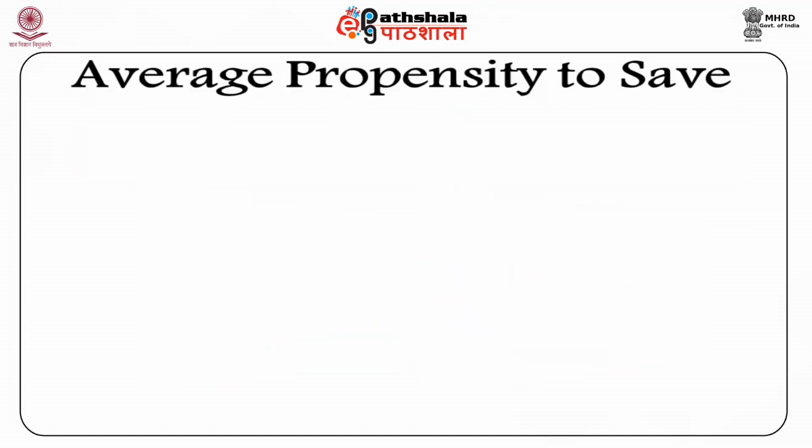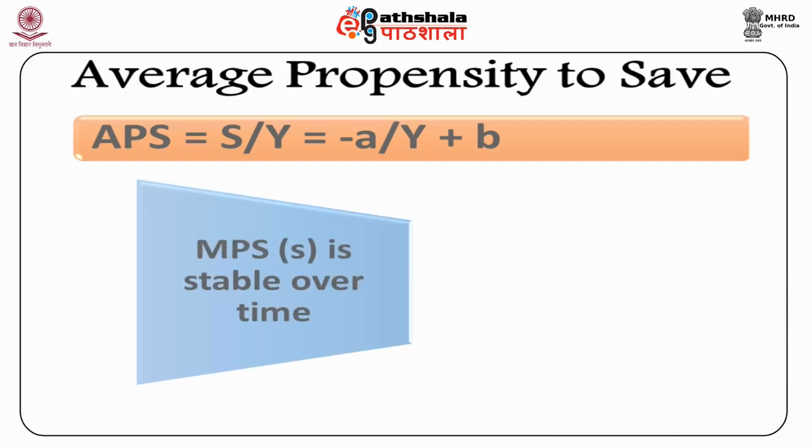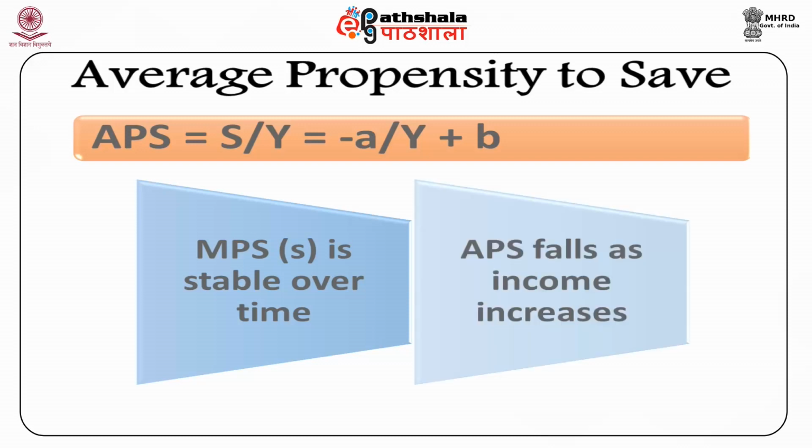Similarly, APS is savings divided by income, Y. That is, APS is equal to S upon Y, which is equal to minus A upon Y plus small s. Again, MPS is stable over time, but APS falls as income increases.